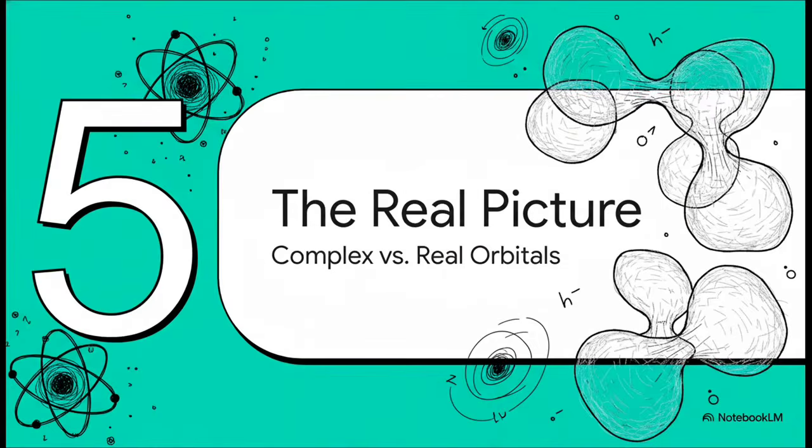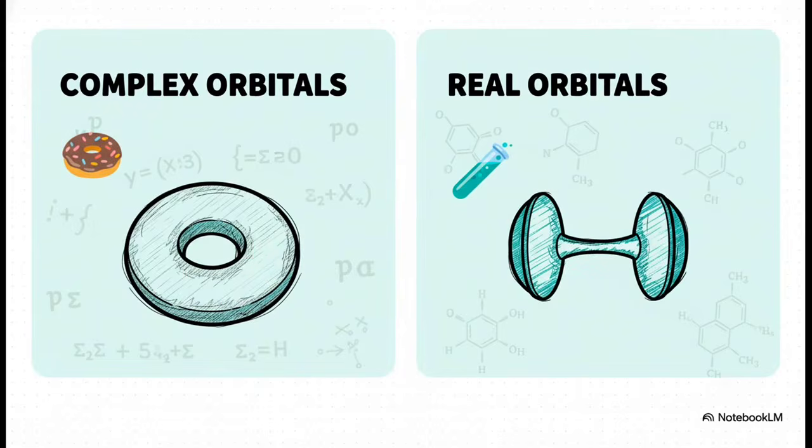So now we know that orbitals are standing waves of probability, and they're defined by quantum numbers. But there's one last secret. Turns out the familiar dumbbell and cloverleaf shapes you always see in textbooks aren't the whole story. Get this, the raw mathematical solutions actually produce these donut-shaped things called complex orbitals. The dumbbell shapes we all know are called real orbitals, and we actually create them by mathematically combining the complex ones. So why do we do that? Well, while the donuts are the pure fundamental state, the dumbbell shapes point neatly along the x, y, and z axes, which makes them way, way more useful for visualizing how atoms actually connect to form chemical bonds.